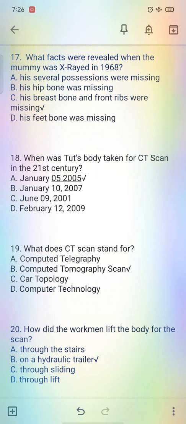18. When was Tut's body taken for CT scan in the 21st century? First option, that is January 5th, 2005; January 10, 2007; June 9, 2001; and February 12th, 2009. So January 5th, 2005. First option would be correct.